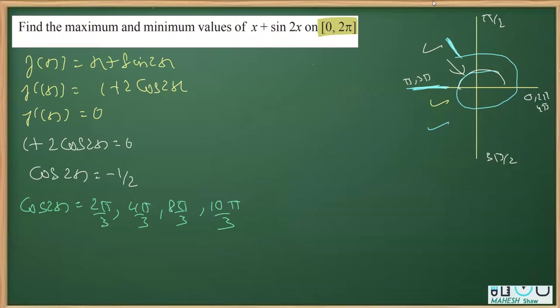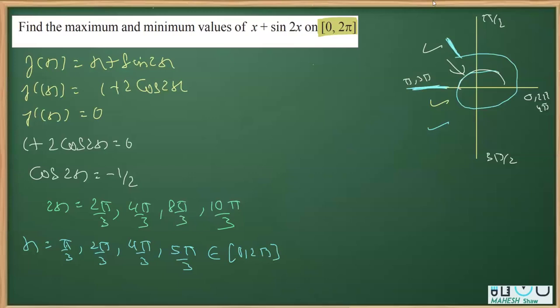Now this is for 2x, not cos 2x. This is for 2x clearly. Now if I figure out x, I'll be dividing by 2 here. So it should be pi by 3, 2 pi by 3, 4 pi by 3, and then 5 pi by 3. These are the values obtained, and as you can see, these belong from 0 to 2 pi.